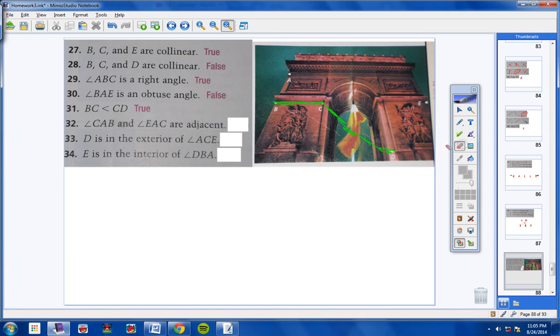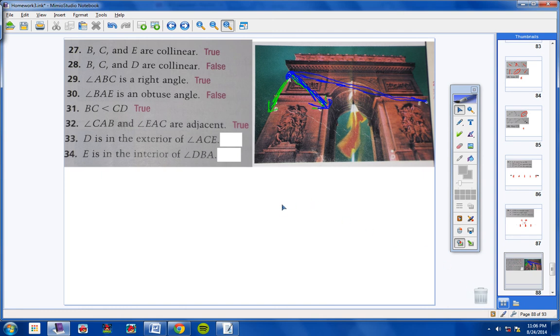Angle CAB and EAC are adjacent. Let's first of all highlight angle CAB. Here's C up to A and down to B. So there's CAB. Now let's get a blue colored marker here and let's go EAC. So here's E. E goes up to A and then down to C right here. Yes, those two angles are definitely adjacent. They share a common vertex and they share a common ray right here. They're two angles side by side. So yes, those two angles are definitely adjacent angles.